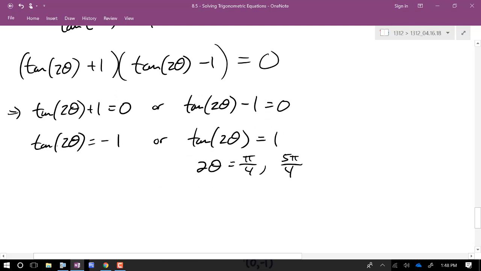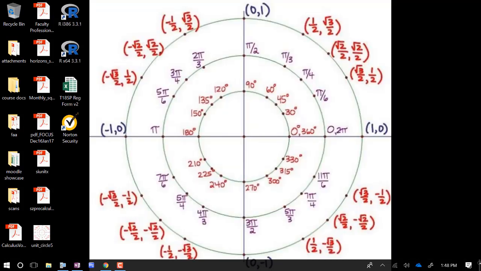When we think about solving the other one, tan 2 theta is equal to negative 1. That means that sine and cosine will have the same values but just different signs. One will be plus and one will be minus. So going to the unit circle, that happens here at 3 pi over 4 and down here at 7 pi over 4.